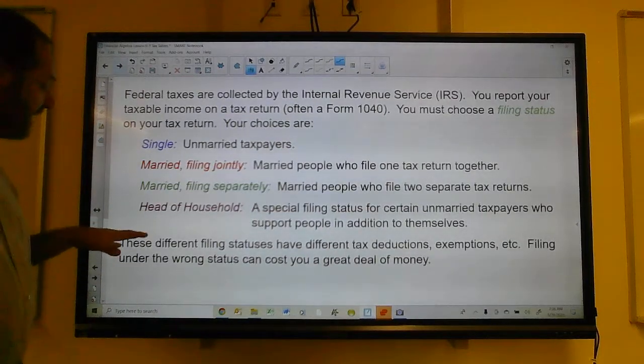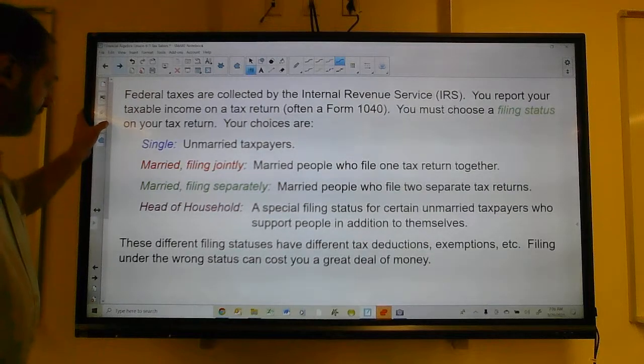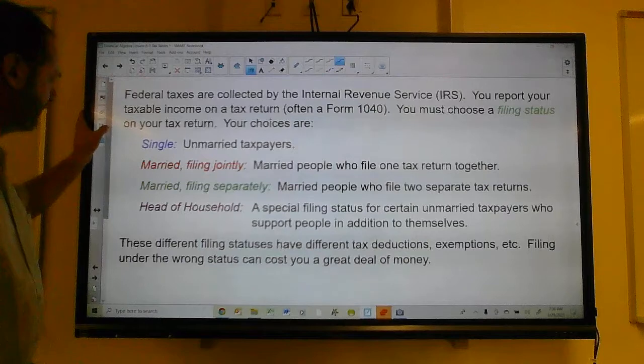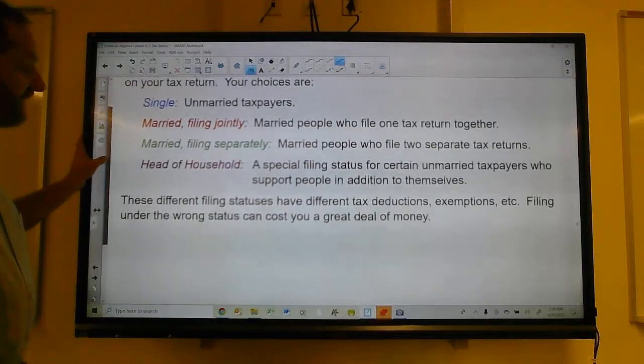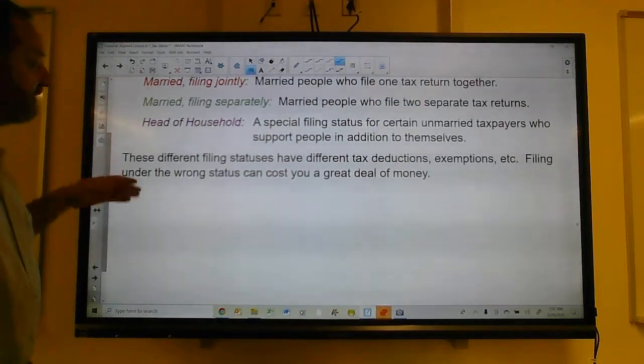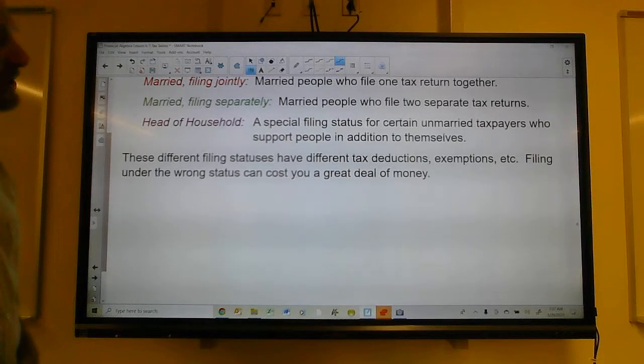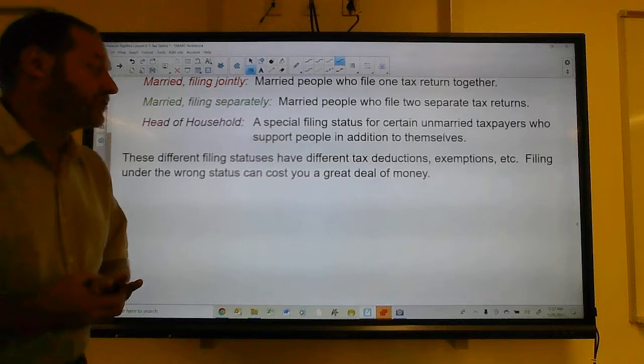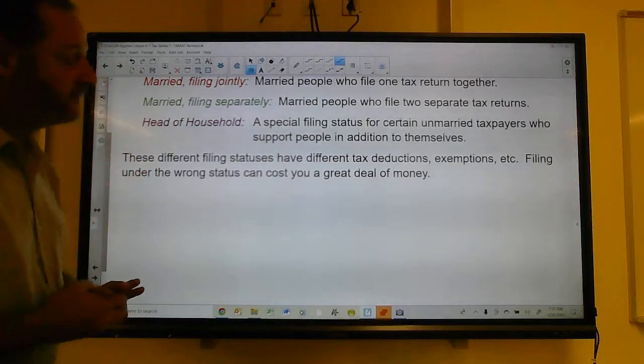And so you kind of combine incomes there. Anyway, I don't know a whole lot about head of household because I never had to file that before. So these different filing statuses have different tax deductions, exemptions, etc. So yeah, filing under the wrong status can cost you a great deal of money.